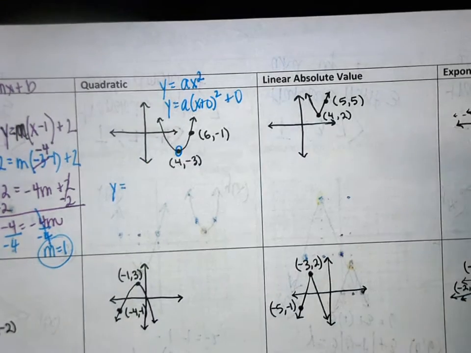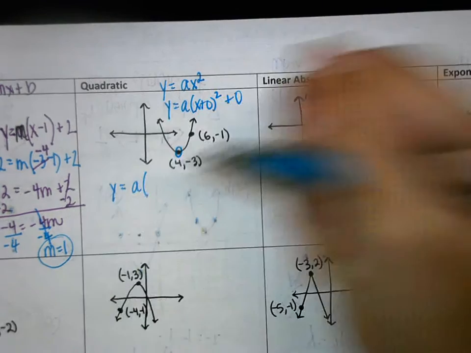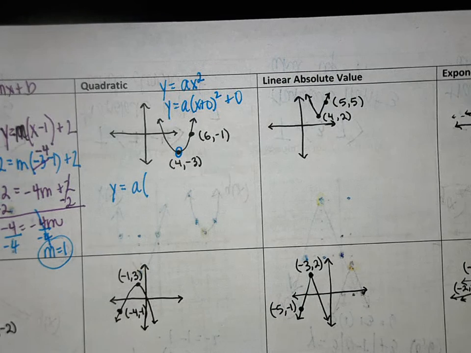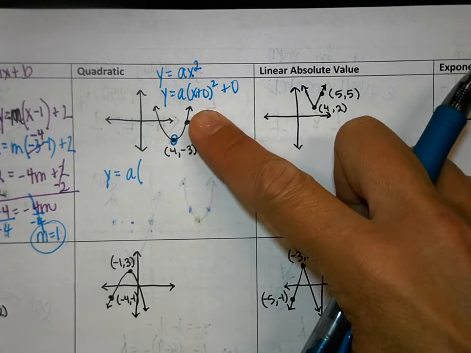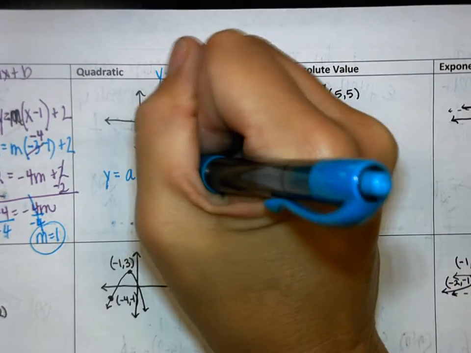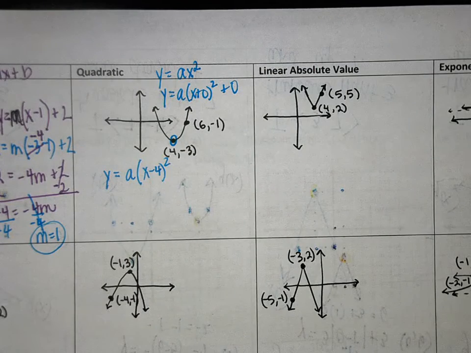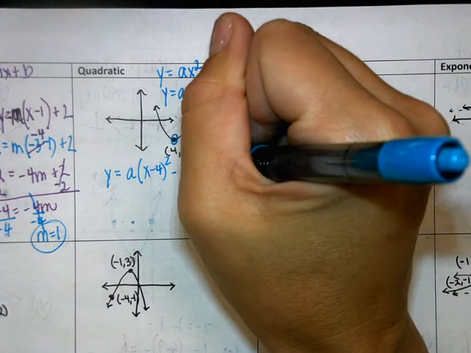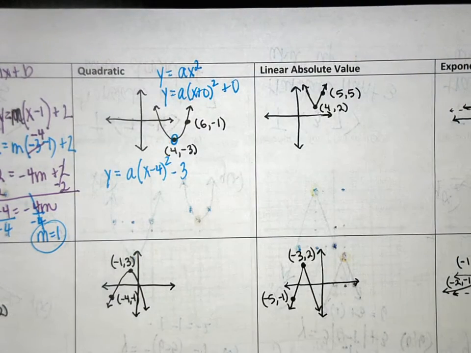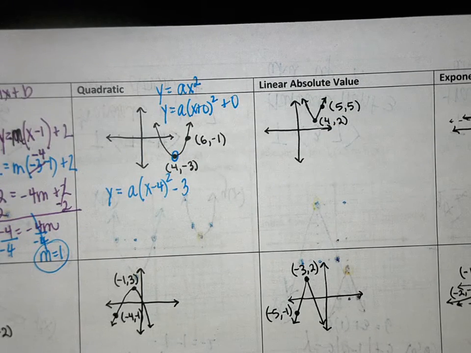y equals, we don't know the a value right now, so we write a, parenthesis, and then what? We're going to use the 4. How will I write it inside here? Good. x minus 4 squared, because whatever comes out is opposite, correct? And then what goes at the end? Minus 3. So remember, your y value stays the same, but whatever is in parentheses with the x is opposite. Any questions? Okay, what are we going to do to find the a value now?